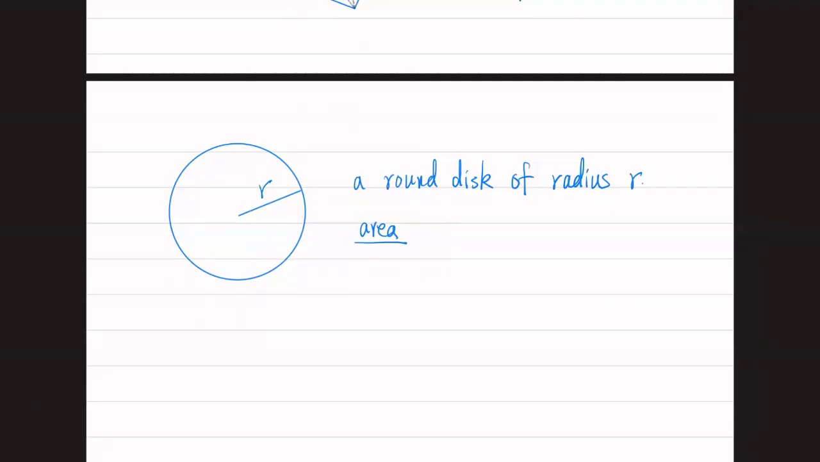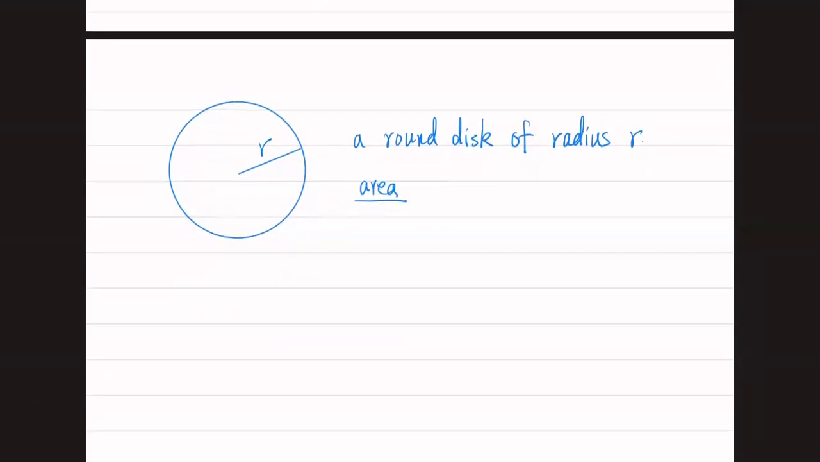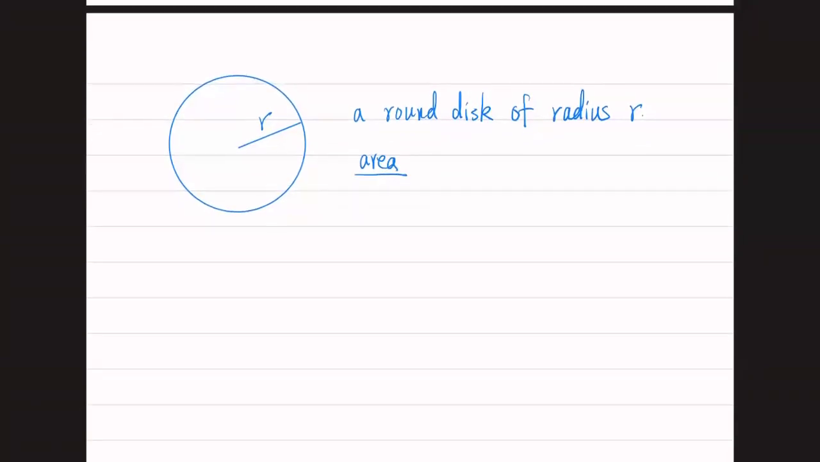Aaron, what about you? I think it's r squared times pi, if I'm correct. Okay, so I see someone nodding. So maybe in a few minutes, we will show that the area is pi r squared. Now I want to see why.